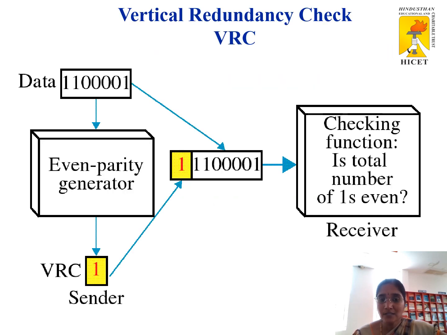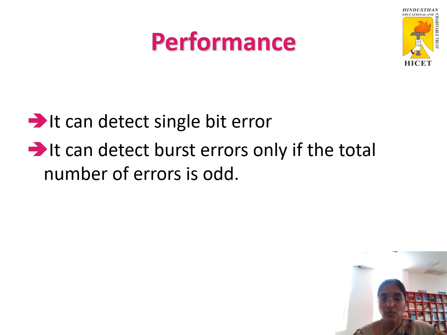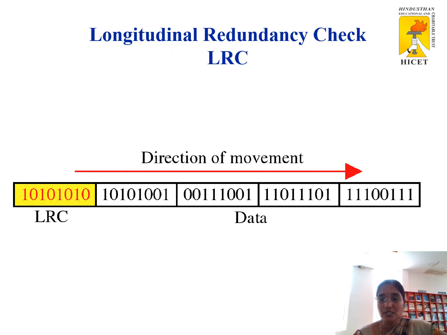So what is vertical redundancy check? When the data is transmitted, an even parity generator is present here, which adds a vertical redundancy check bit. That is, one extra bit is added, which is used for checking whether the number of ones is even or not at the receiver side. It can detect single bit errors, and it can detect burst errors only if the total number of errors is odd. If it is an even number, it is not possible to detect it using vertical redundancy check.